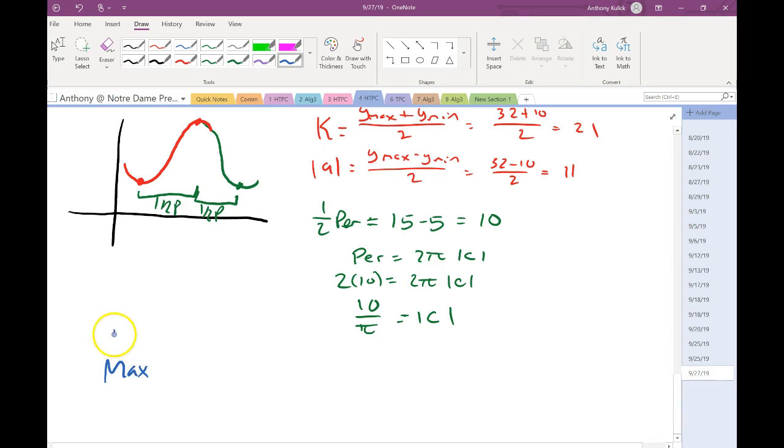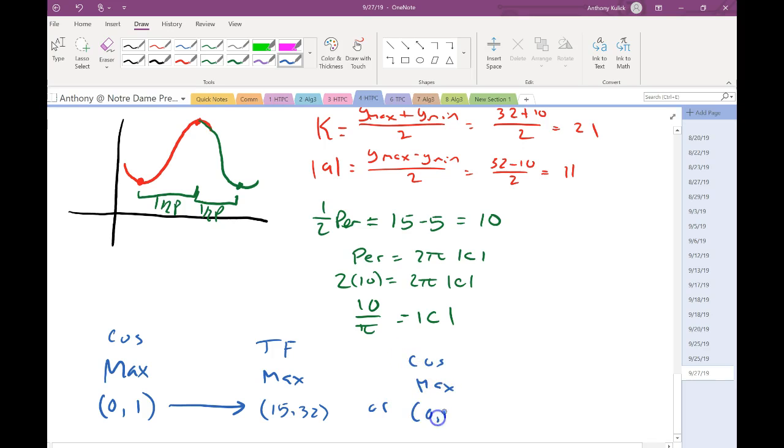I know the maximum for cosine happens at the point 0, 1. That's what I'm just getting from my parent function. I can then map that to either the maximum for my transformed function, which is at (15, 32), or I could take the maximum from cosine and map that to the minimum of my transformed function, which is at (5, 10).